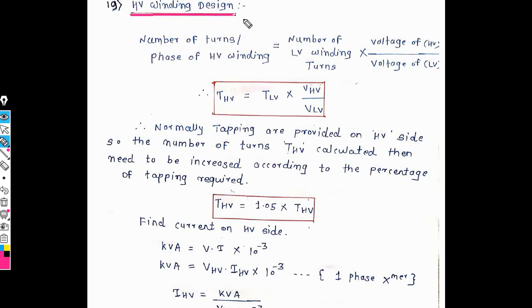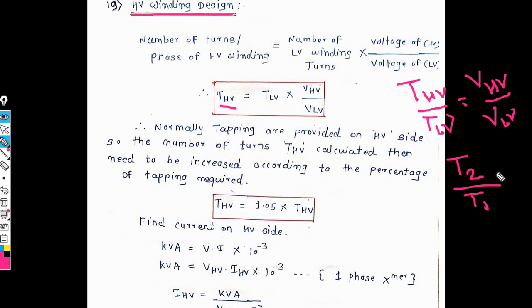The formula of the high voltage winding, number of turns per phase of high voltage winding, that means THV, is equal to low voltage winding turns into high voltage winding voltage upon low voltage winding voltage. That means the ratio THV upon TLV is equal to VHV upon VLV. That means T2 upon T1 is equal to V2 upon V1. Here 1 indicates the low voltage winding, and 2 means high voltage.